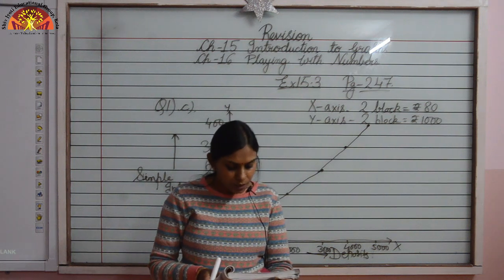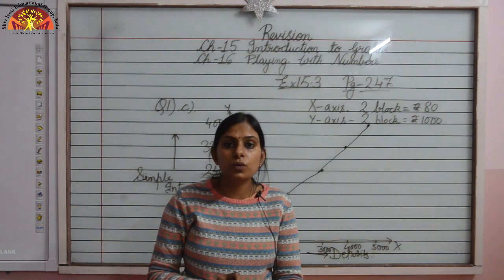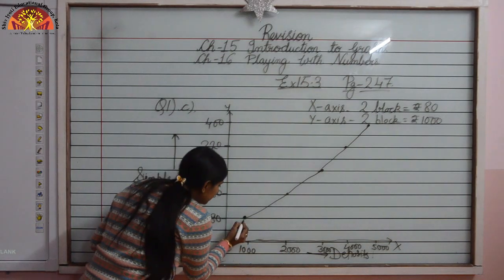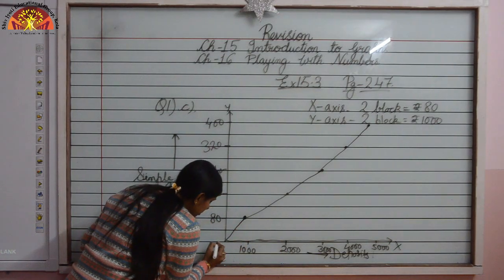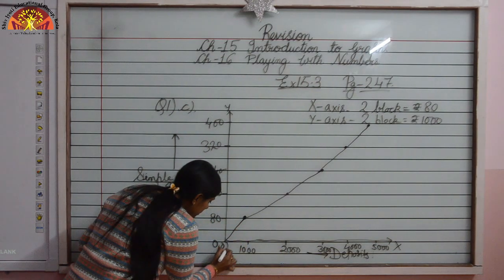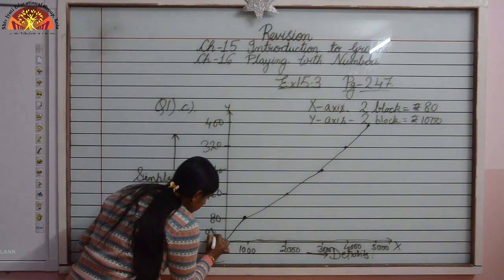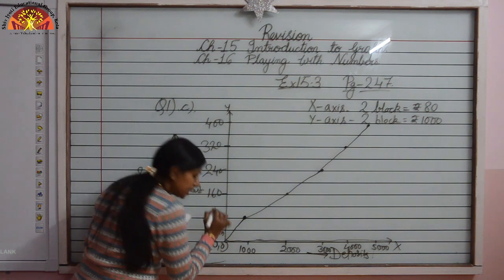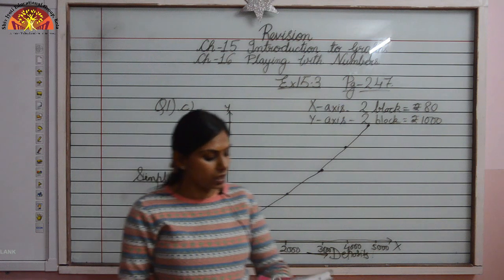So just see, does the graph pass through the origin? We can see that the graph passes through the origin. This is the point (0, 0), that is the origin. So we can say that the graph passes through the origin.